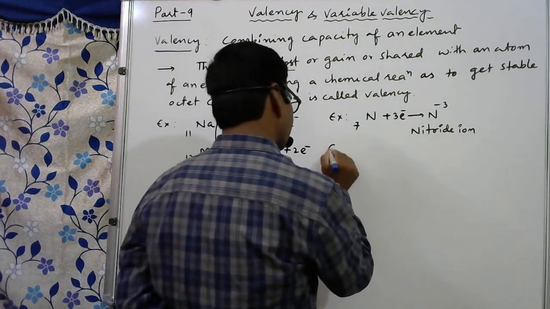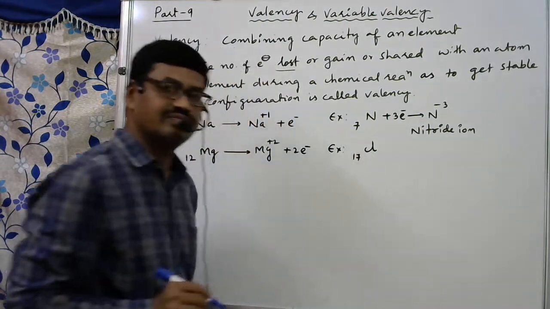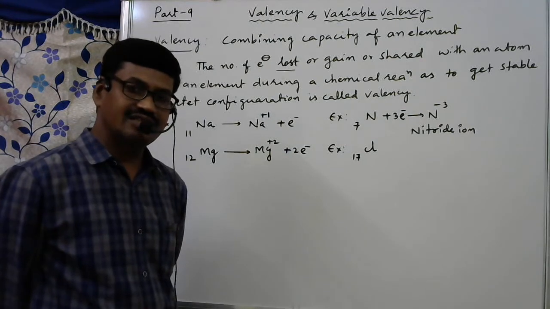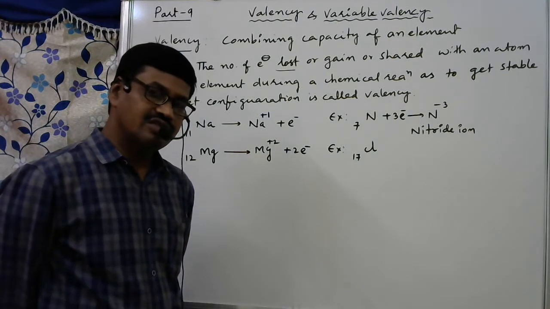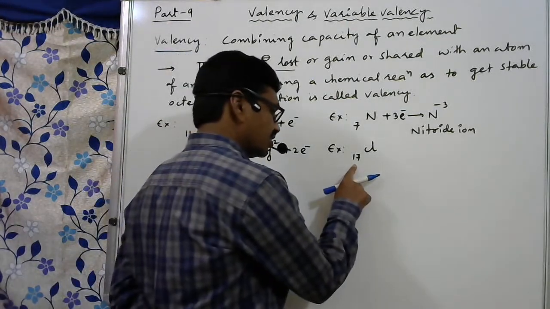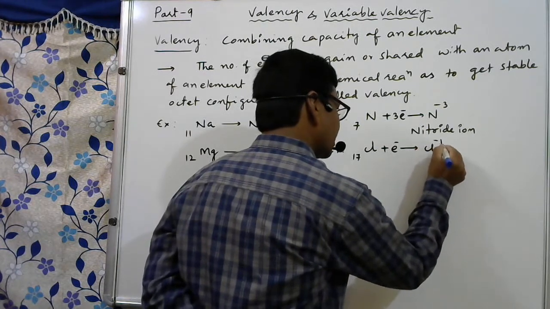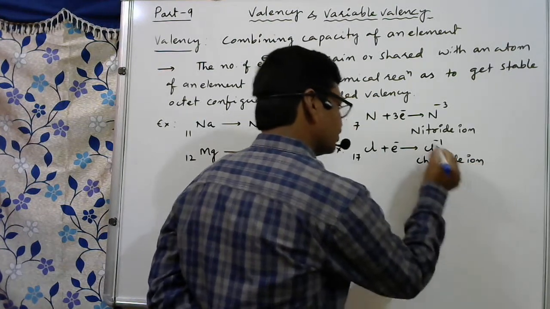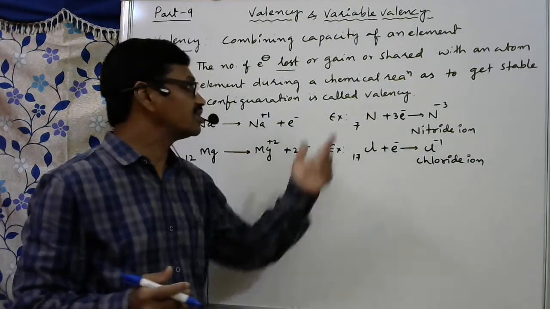If it is chlorine, I am taking chlorine here. Chlorine's atomic number is 17. Its nearest inert gas is argon. The atomic number of argon is 18, which means 18 electrons are present. If we count outer shell electrons, it will be 8 only, that means octet configuration. But here the total number of electrons is 17. If it gains one electron, it will get the Cl minus ion. It is a chloride ion. So its valency or combining capacity is 1, because it is gaining how many?